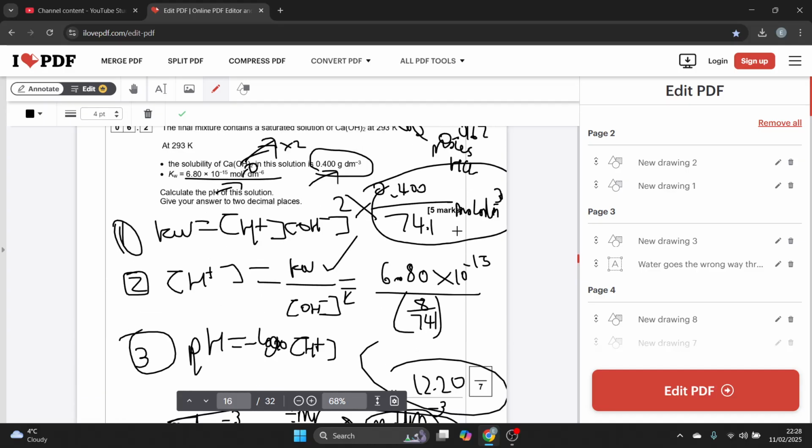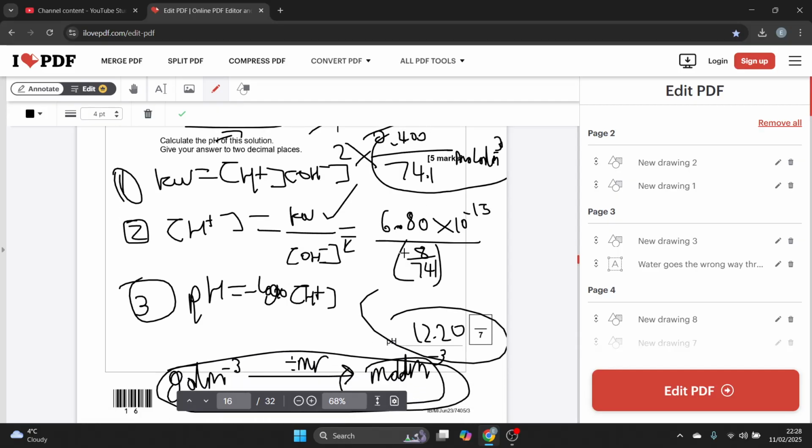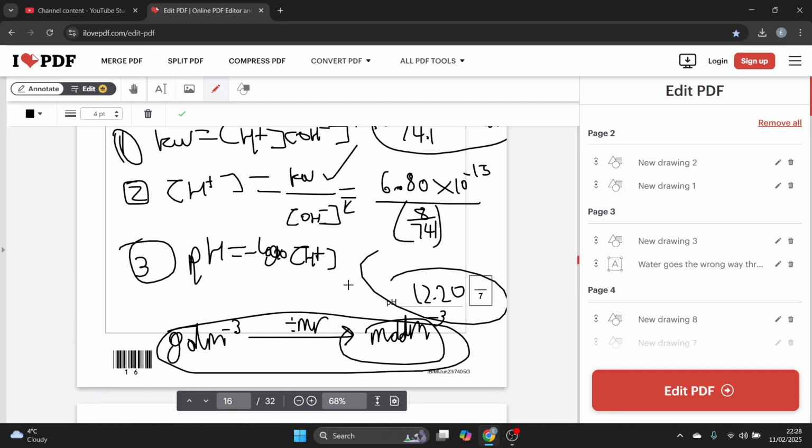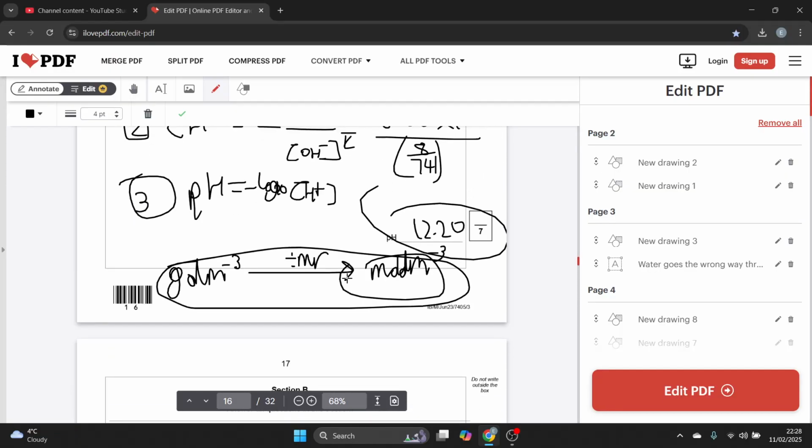So it's going to be 0.40 divided by 74.1. But then I also know it's calcium hydroxide. It's got 2 hydroxide ions. Then I times it by 2. Then I substitute that in. Then use pH equals minus log 10 of the concentration of H plus to get my final pH. And that is the end of section A.